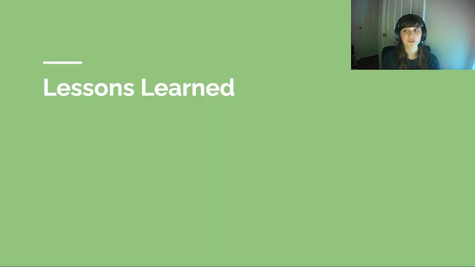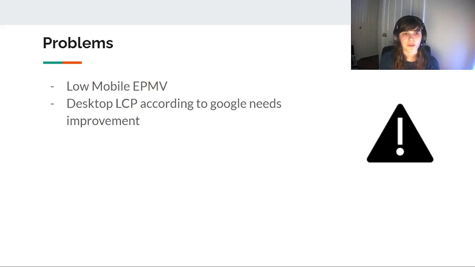So lessons learned. Fortunately, this month was pretty smooth sailing. I really only had 2 things to note. The first was that my mobile EPMV was pretty low. By low, I mean half of my desktop. And from what I've read, it shouldn't be quite half. Typically, a third is where it should be.